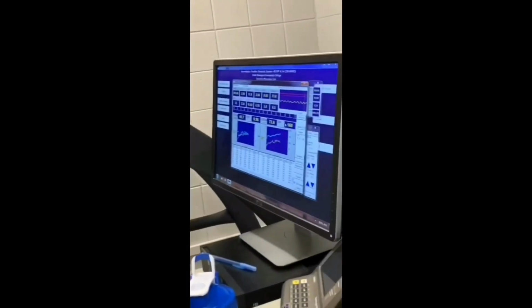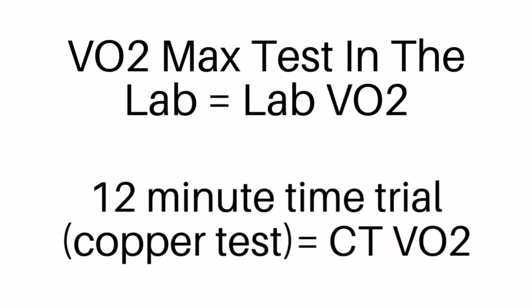Basically, the ratio of oxygen and carbon dioxide for the air that's coming out will allow you to find out how much oxygen the muscles are utilizing. Now you can see on the screen here, I say VO2 max tested in the lab equals just lab VO2 max, and then the 12-minute time trial, the Cooper test, where you run as hard as you can for 12 minutes and see how much distance you can cover, that number will be called CT VO2 max.